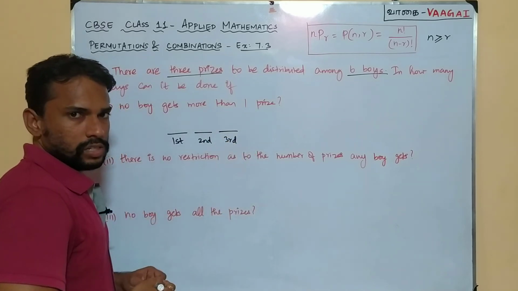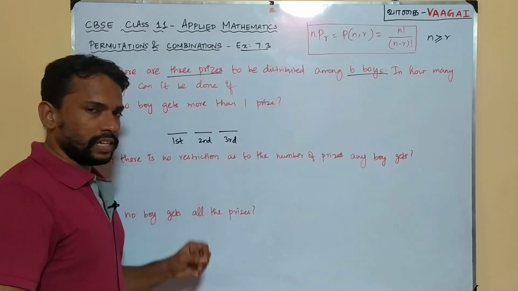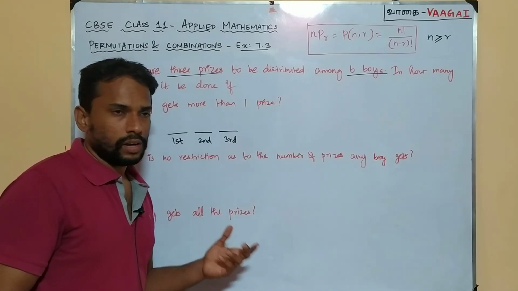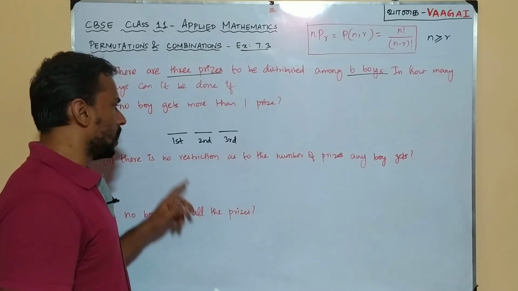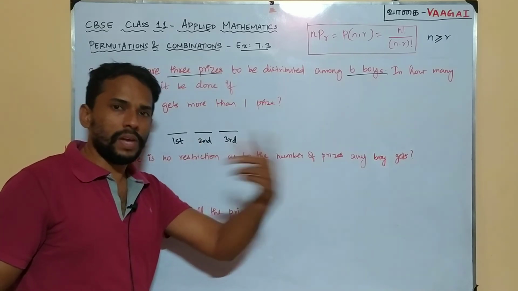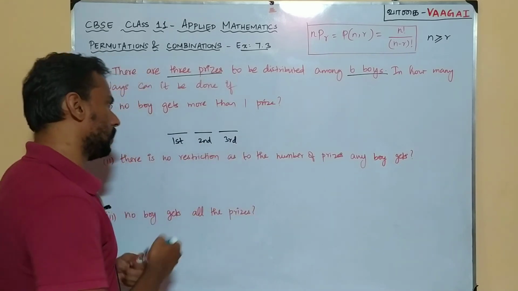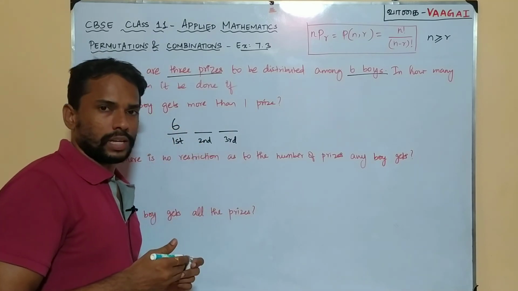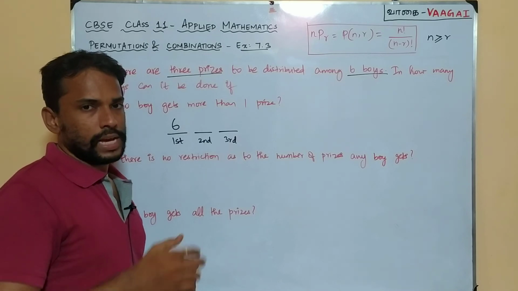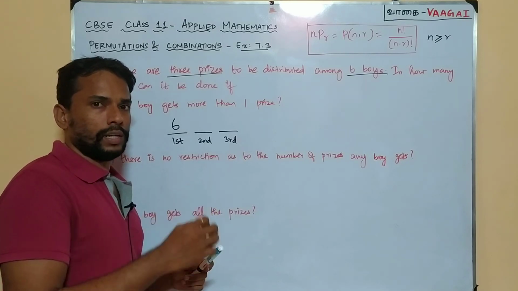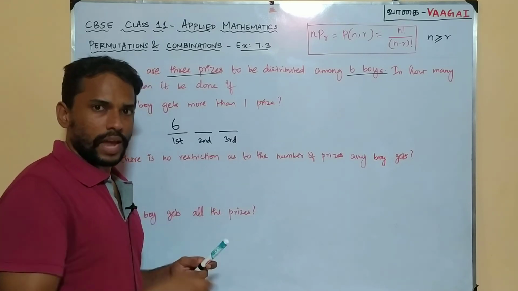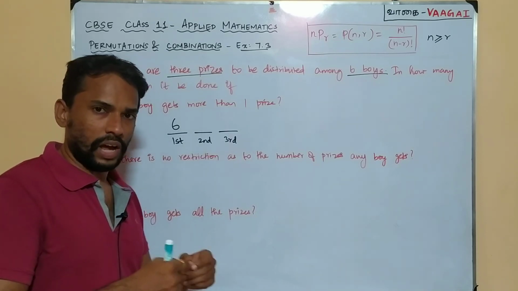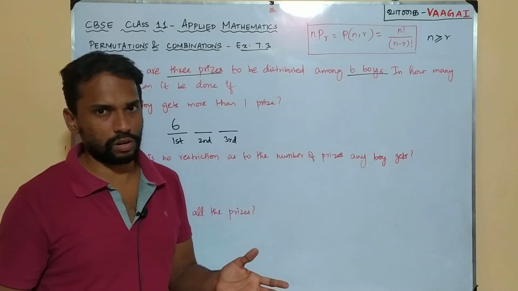Now just see, this first prize can be distributed in how many possible ways? You can tell that, right? There are 6 boys, correct? So this first prize can be given to any one of the 6 boys. So this has got 6 ways. And now what about the second prize? Since a boy who got a prize already cannot again get another prize, the second prize will have only 5 choices. Yes.